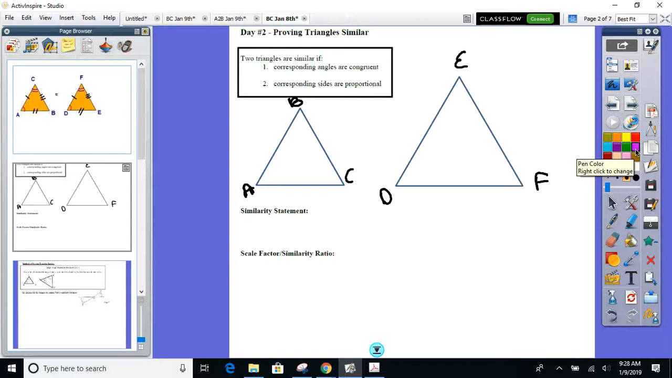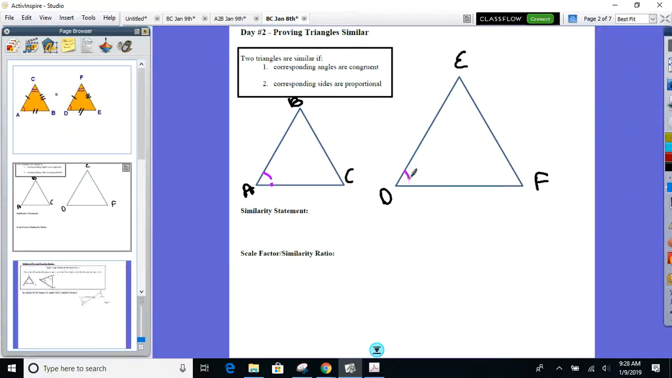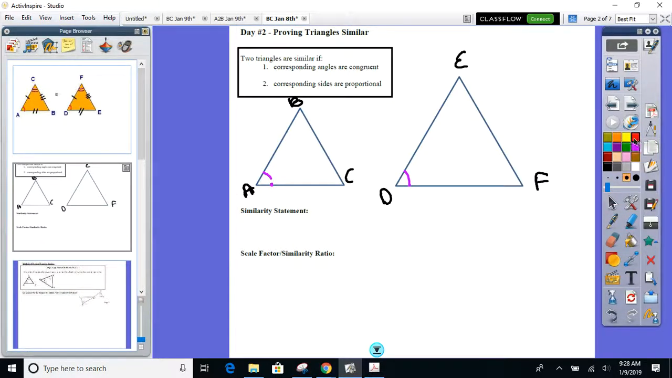Corresponding angles are still congruent if the triangles are similar. A is still congruent to D. B still congruent to E. And C still congruent to F. And I don't need to mark that because we talked about why. Here's the big change. The sides are no longer congruent.